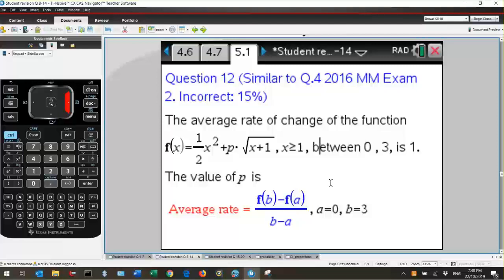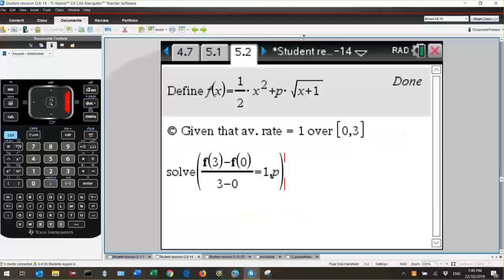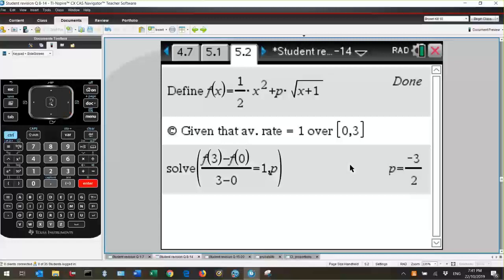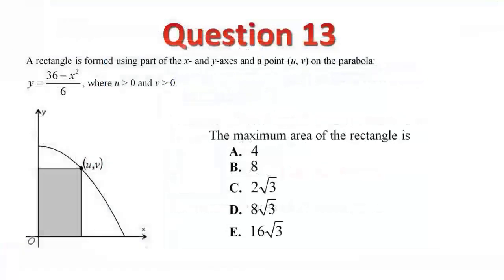So what I need to do, I can define the function so that then I can just put in f of 3 minus f of 1, having defined the function, over 3 minus 1. Solve that equal to 1 for p, and p is -3 over 2. So option E. So there, defining the function at the beginning makes it a little bit quicker.